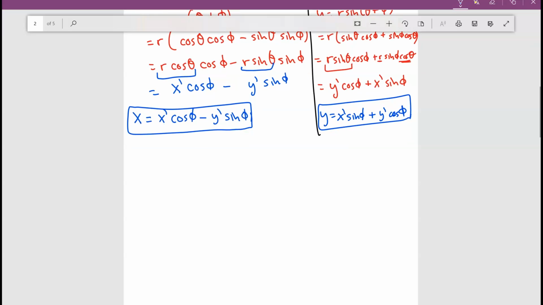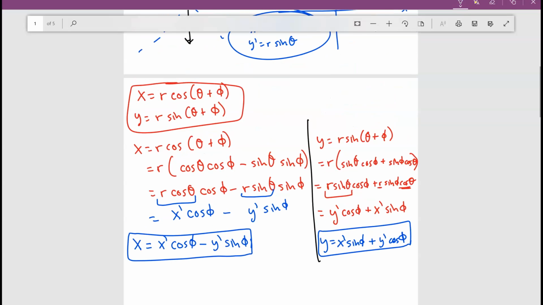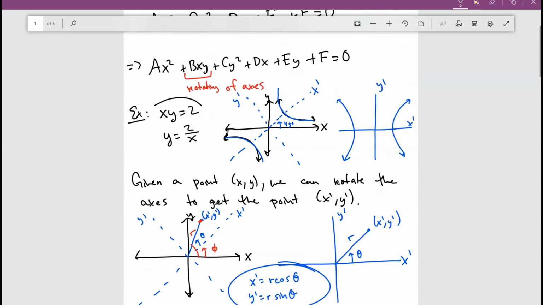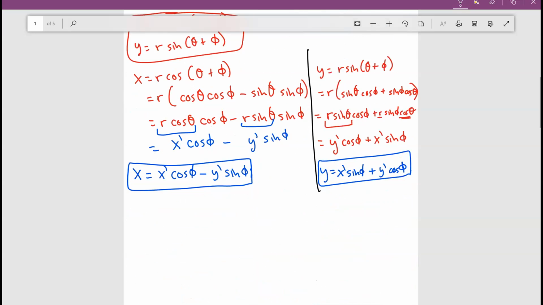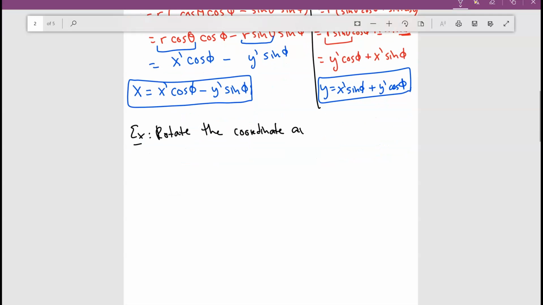So let's do an example using the previous problem that we had. Let's show that this is actually a hyperbola in the x prime y prime plane. We're going to do the same thing: we are going to rotate the coordinate axes 45 degrees to show that xy equals 2 is a hyperbola.